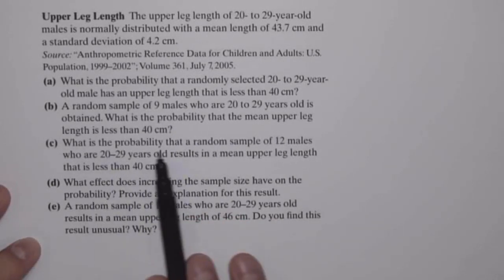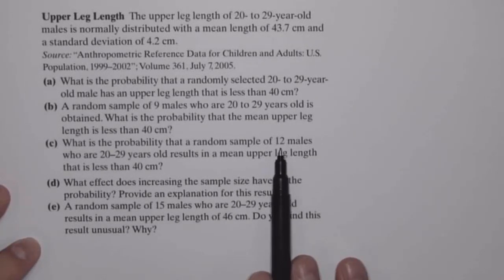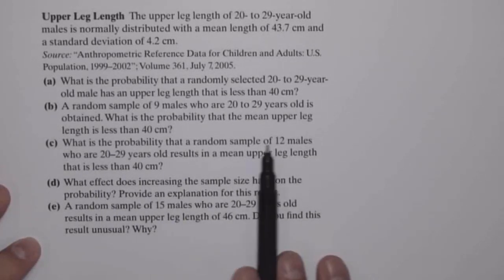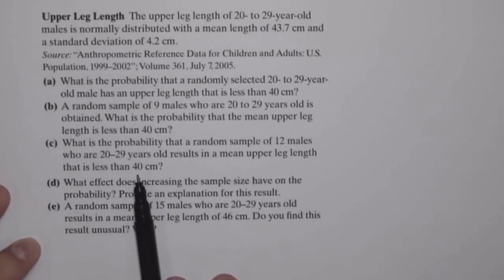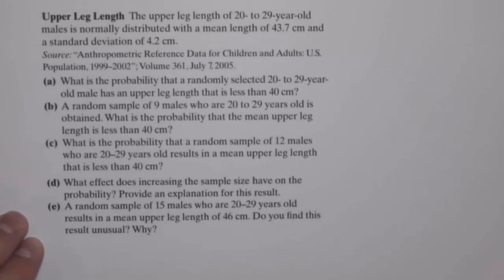And then in part C, we're not picking 1, we're not picking 9, we're picking 12. And the question is, what's the probability that the mean of the 12 will be less than 40 centimeters? And so then we'll continue with parts D and E. But let's look at parts A, B, and C on a separate sheet.